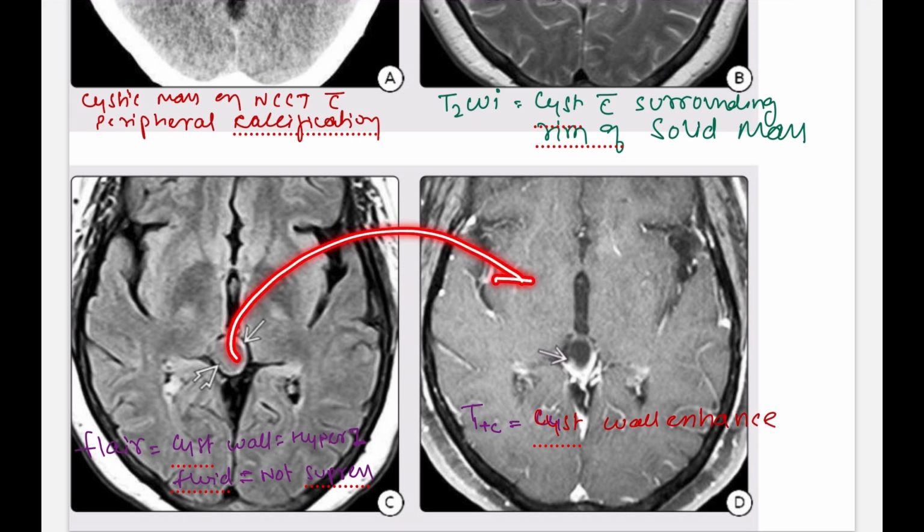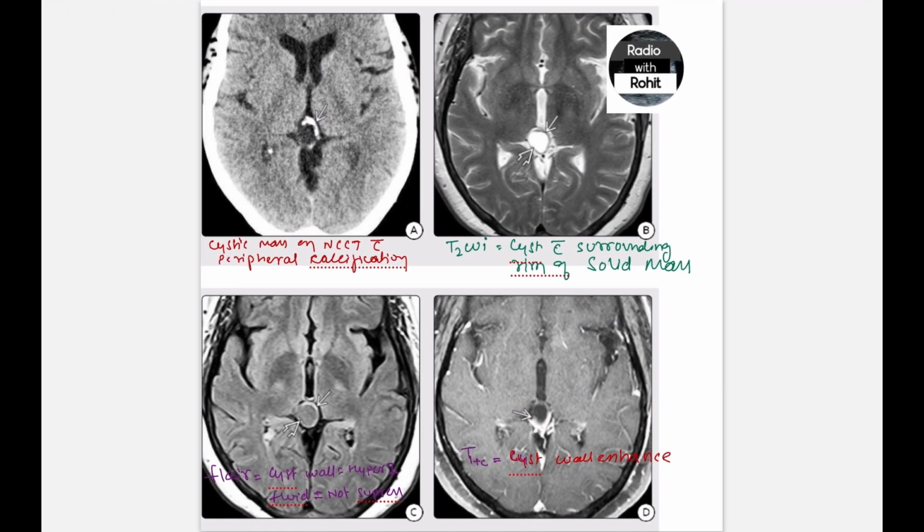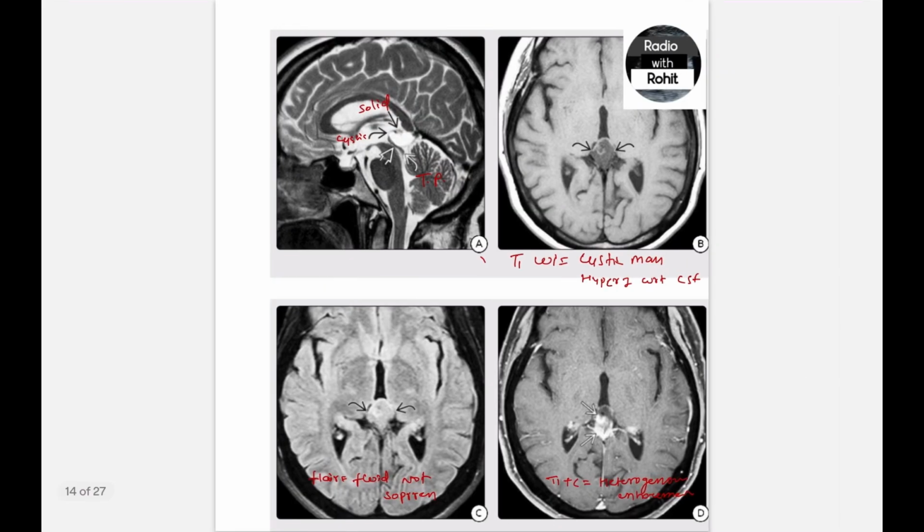On post contrast study of the same patient, the cyst wall enhances. Here we can see that this wall is enhancing. So we have discussed the pineocytoma.